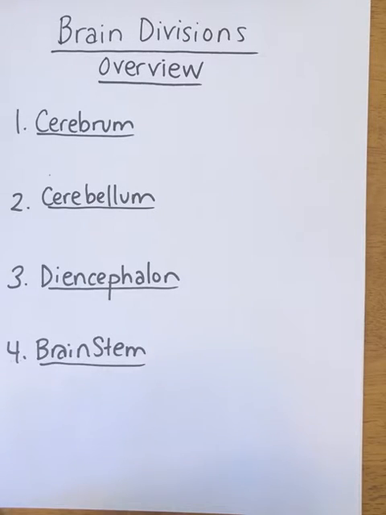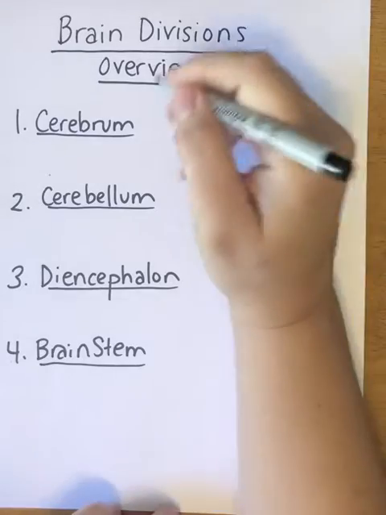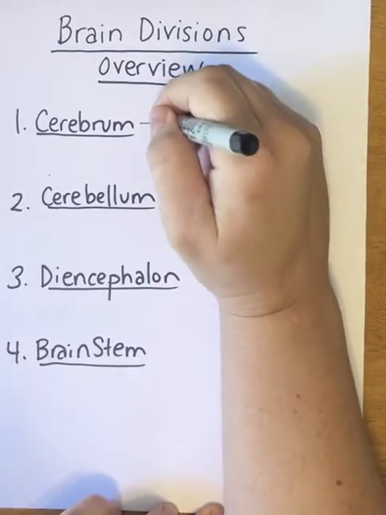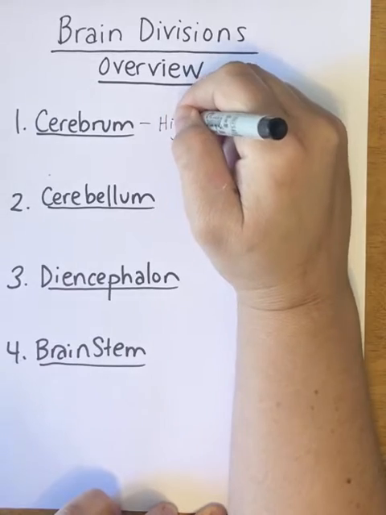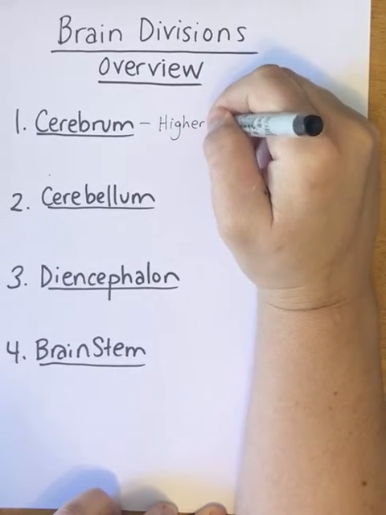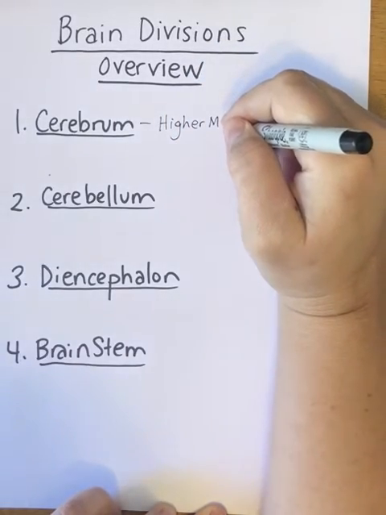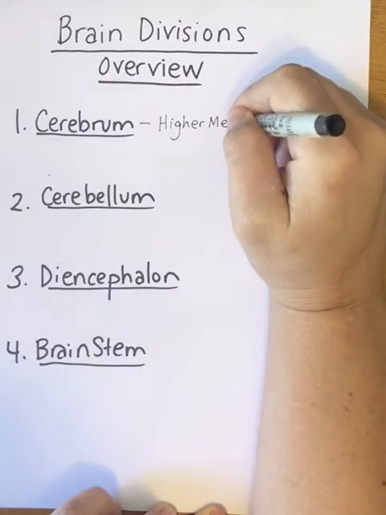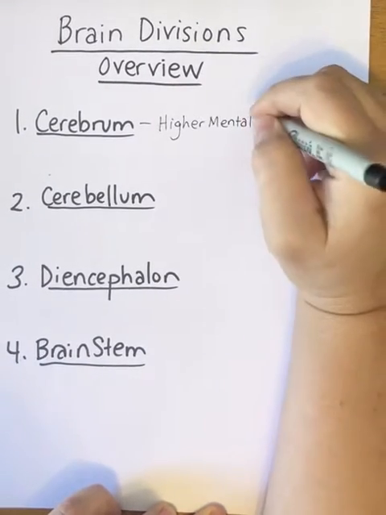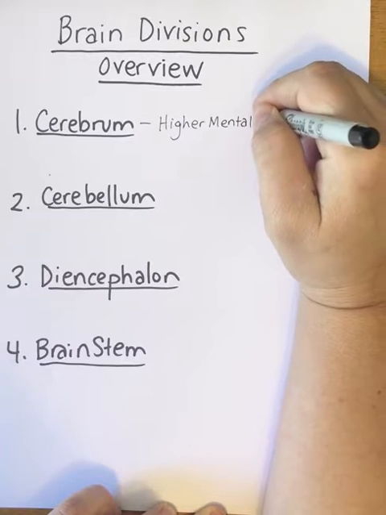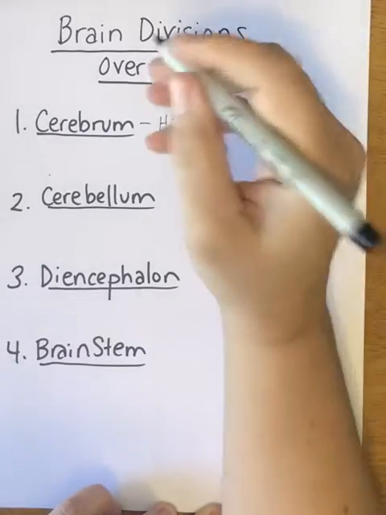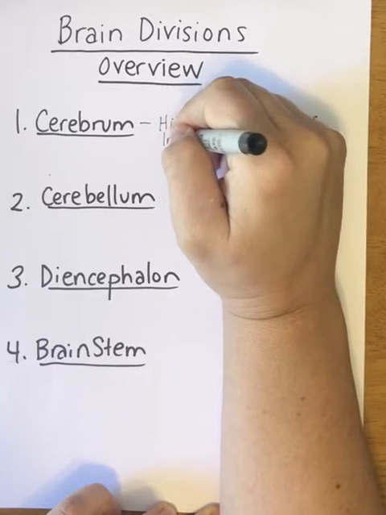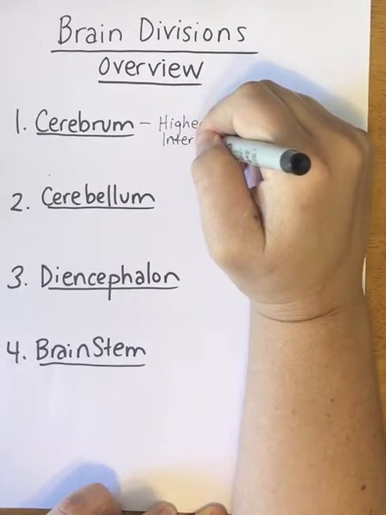So the first thing, when we talk about the cerebrum, it is the largest. The cerebrum is the largest. This is going to have all of your higher mental functions that we talked about. Higher mental functions include personality, learning, language, emotions. All of these are going to be found within the cerebrum. Okay, it's also going to interpret all sensory stimuli.